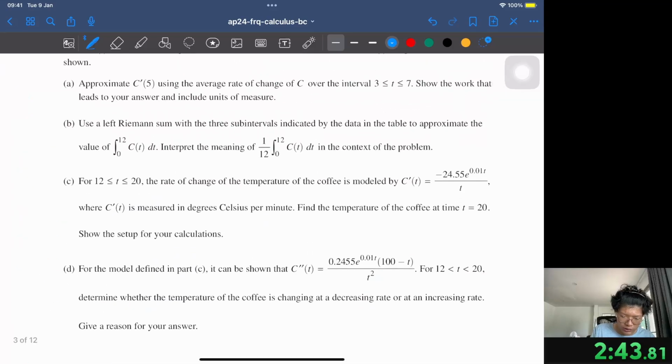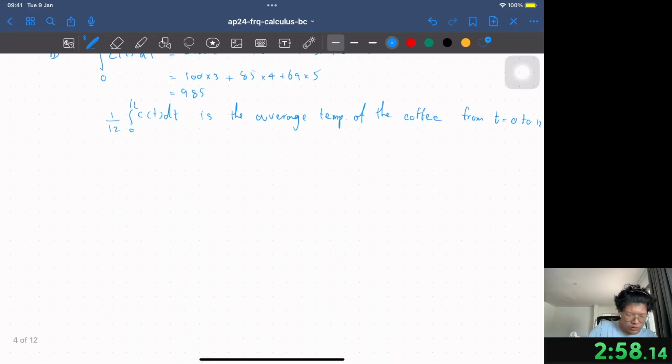Now C. The rate of change is modeled by this derivative, where C prime is measured in degrees per minute. Find the temperature of the coffee at time t equals 20. So the integral of this from 12 to 20 is C of 20 minus C of 12.